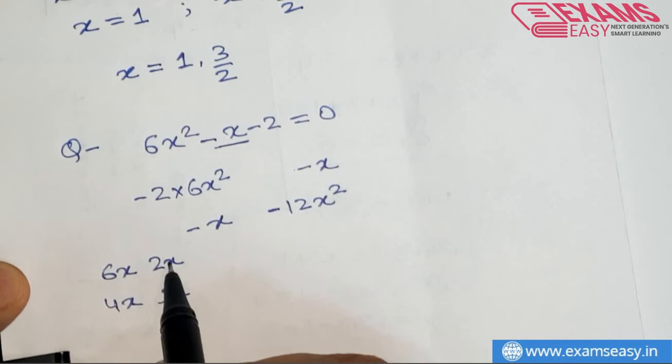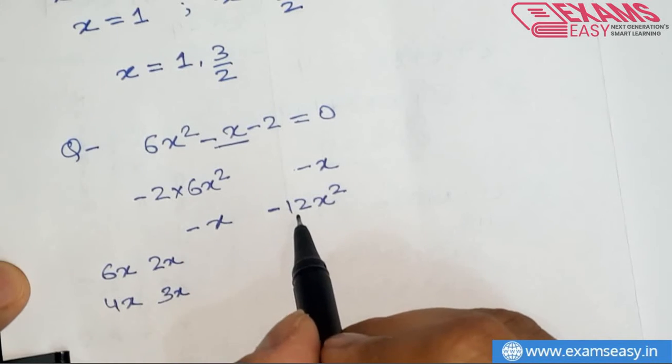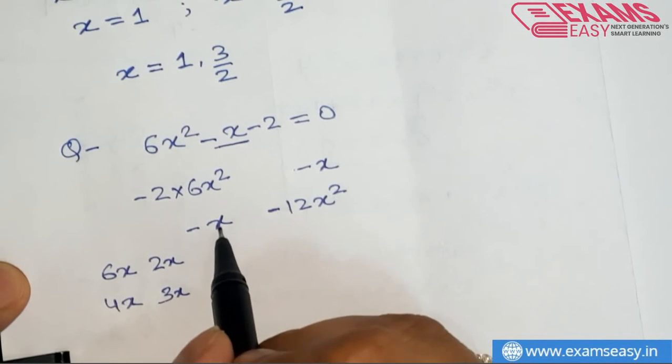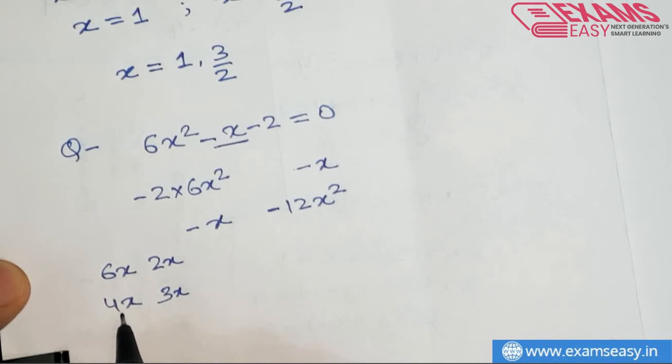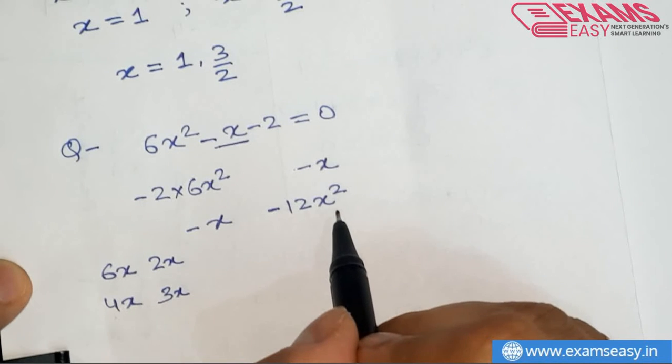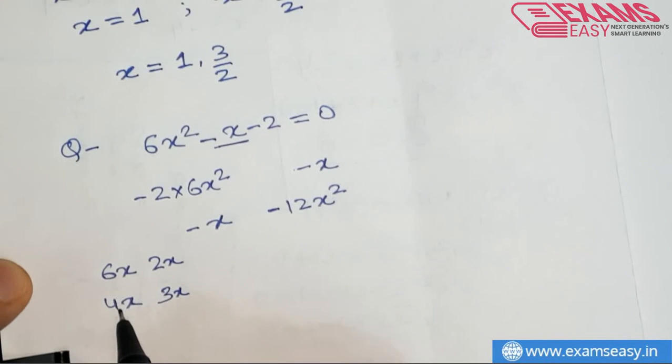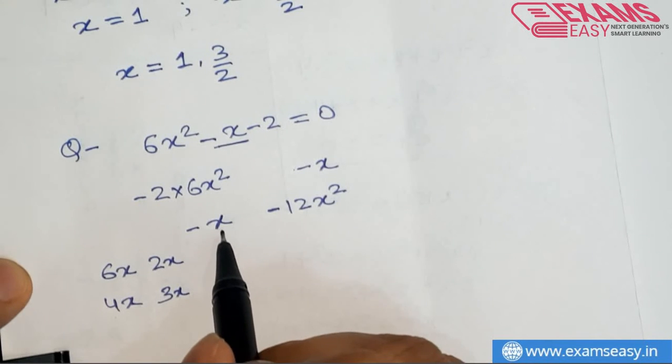If we use 6x and 2x, then we get 12x square, but minus x is not possible by summation or the subtraction of these two terms. So let us try with the second one. 4x and 3x, the product of these two terms will give you minus 12x square, and if we subtract 4x with minus 3x, then we may get minus x also.